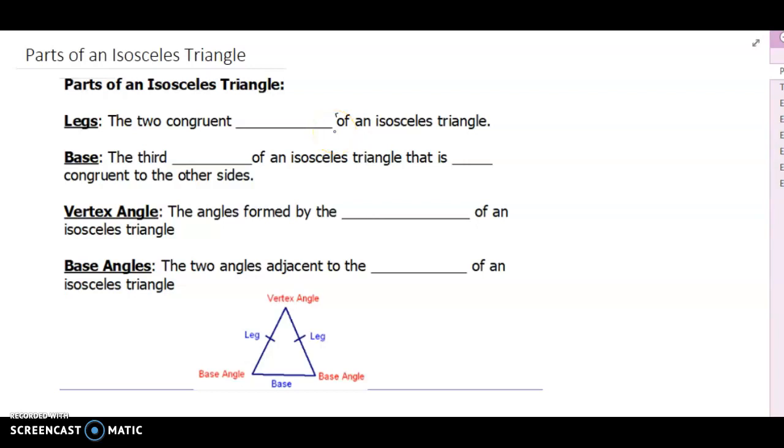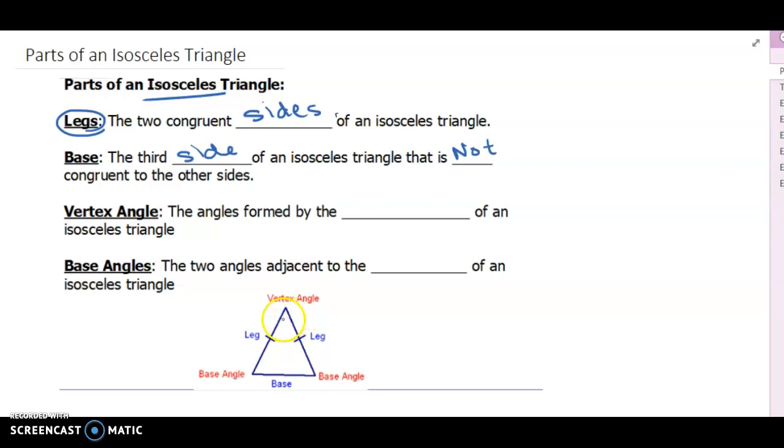All right, guys, this is lesson 5-4, and we're going to talk a lot about an isosceles triangle. But before we do that, we need to discuss the anatomy of an isosceles triangle and what each part is called. If you recall, an isosceles triangle is a triangle where two sides are congruent. Those two congruent sides are called the legs. The third side that is not congruent to the other sides is called the base. So we have two legs and then we have a base. The legs are congruent, the base is a different length.